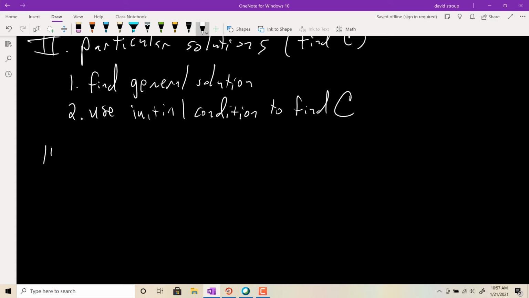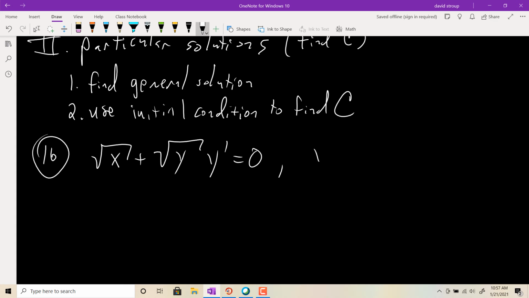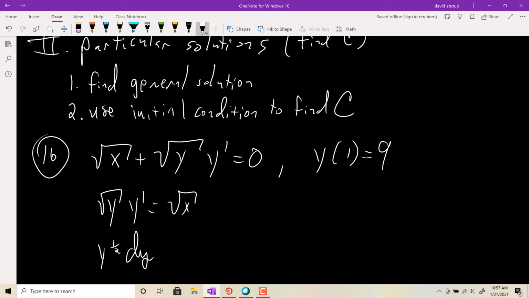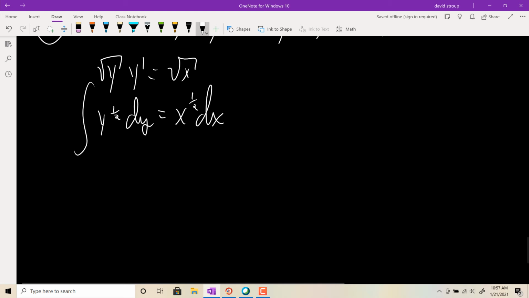Okay, so let's take a look at this type of problem. Here we have something in separable form, and they give us this initial condition, y of 1 equals 9. Okay, so you want to separate, so I have square root of y, y prime equals square root of x. Move the dx to the other side because you know y prime is just dy over dx. Rewrite your exponents. And then we can exponentiate, or sorry, integrate, do power rules.